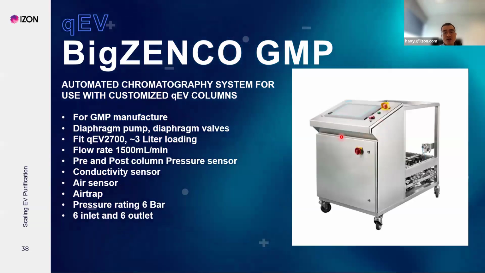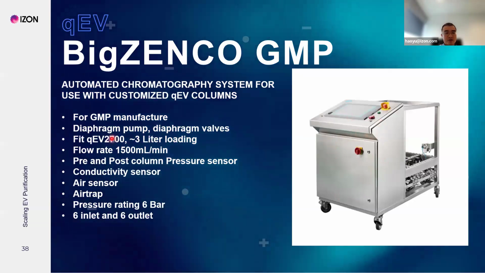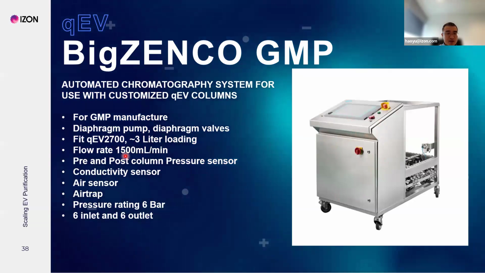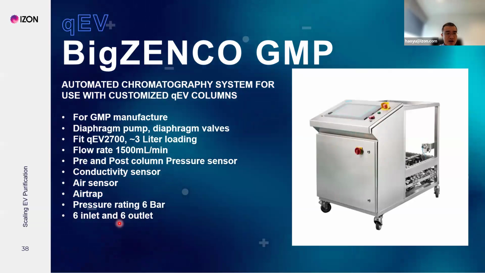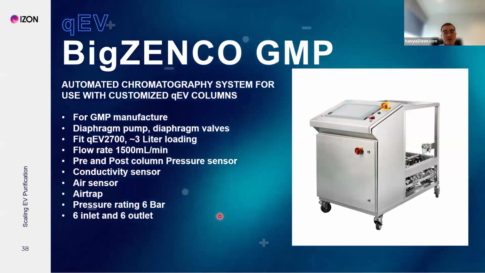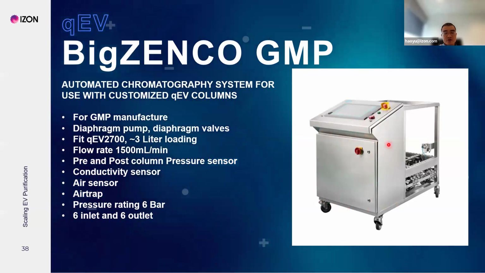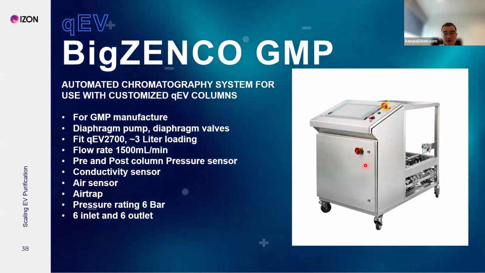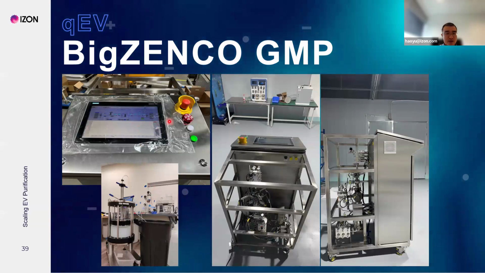You can see it's an industry scale device, because it has diaphragm pumps feeding the large column, and it has a very high flow rate, and also it has all the sensors required. The system also meets the GMP standard, so it fits GMP manufacturing. And as you see, it has a stainless steel surface. It's easy for cleaning. And this is some more images of the large columns, and then the big Zenko device.